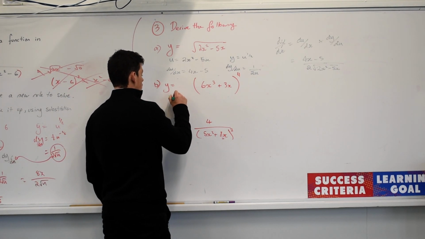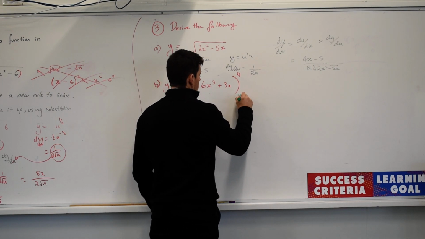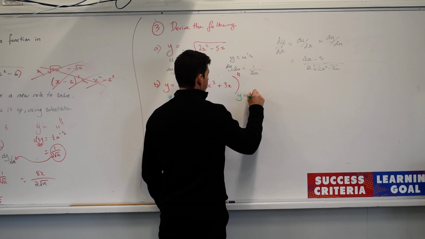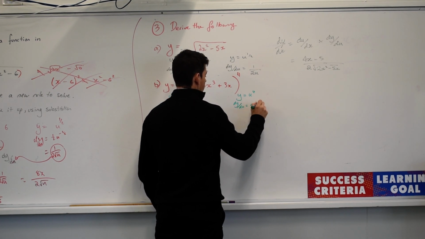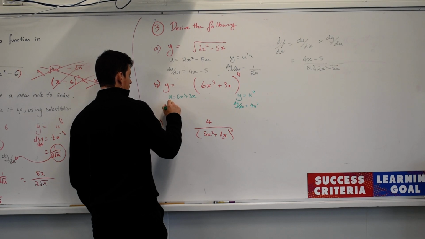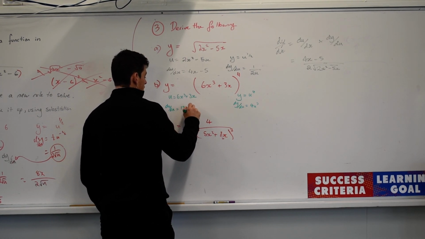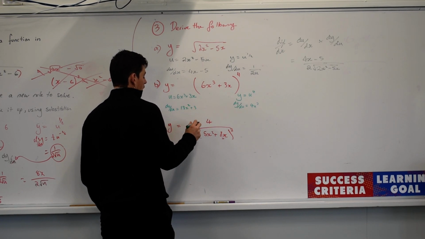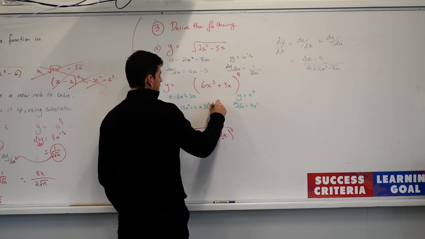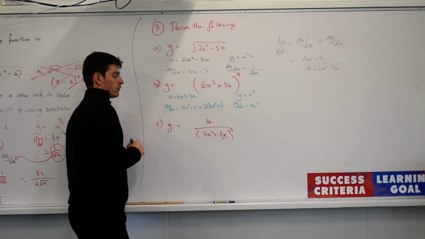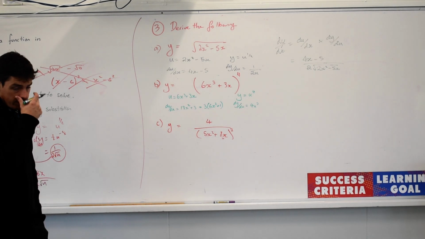So in this case, u is equal to 6x cubed plus 3x, which means that y is equal to u to the power of 4. We derive each of those, so we get 4u to the power of 3, and du dx equals 18x squared plus 3. And I could factorise that and make that 6x squared plus 1. Sweet. I'm just taking that straight at the front.